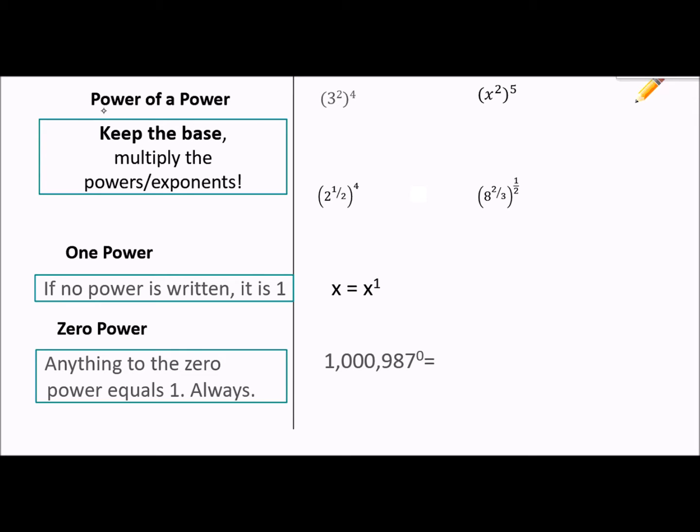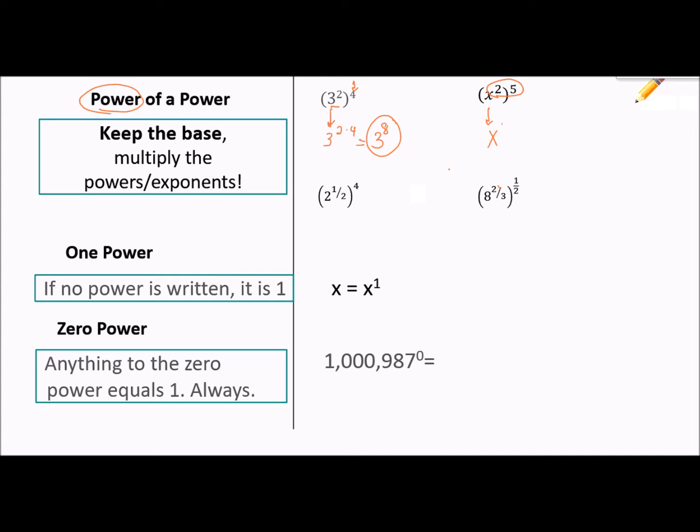Okay, the next one was the power rule. If you have an exponent, like right here, raised to a second power, then it's simple. You keep the base and multiply those two powers together. So when you have an exponent raised to another power, you keep the base and multiply the powers, or exponents, whatever. They mean the same thing. Sometimes this guy up here is called the power, sometimes it's called an exponent, sometimes the whole thing's called an exponent. Either way.